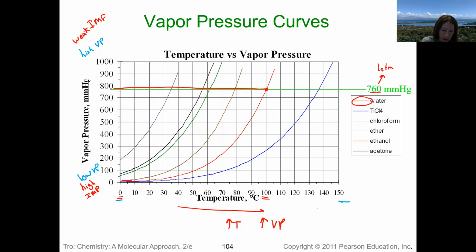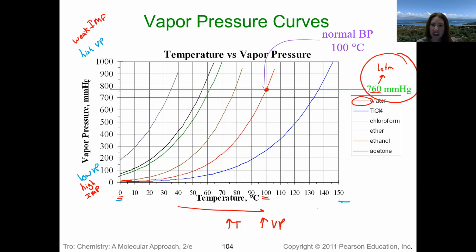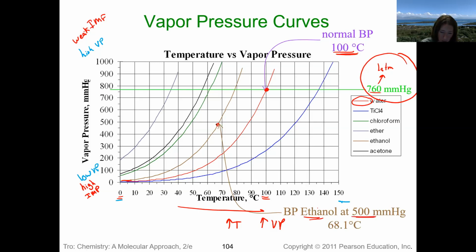Now, at what we call atmospheric pressure, it's about where we live. It's just the pressure at sea level. The normal boiling point is 100 degrees Celsius. And that's true, right? Where we live, the boiling point is indeed about 100 degrees Celsius. But if we look at ethanol, here's its boiling point.